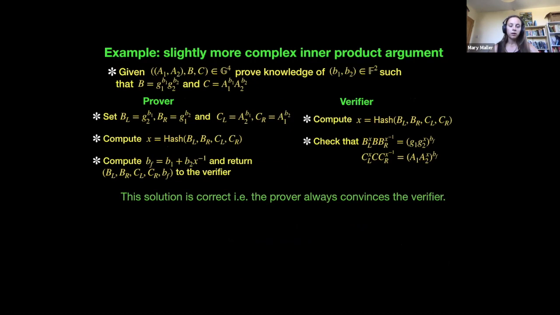So the first thing that you need to observe here, in order to check that the prover is actually demonstrating knowledge of b1, b2 that satisfies the problem, so B equals G1 to the b1, G2 to the b2, and C equals A1 to the b1, A2 to the b2, is to just check correctness. Just check that if the prover behaves honestly and the verifier behaves honestly, then everything terminates correctly.